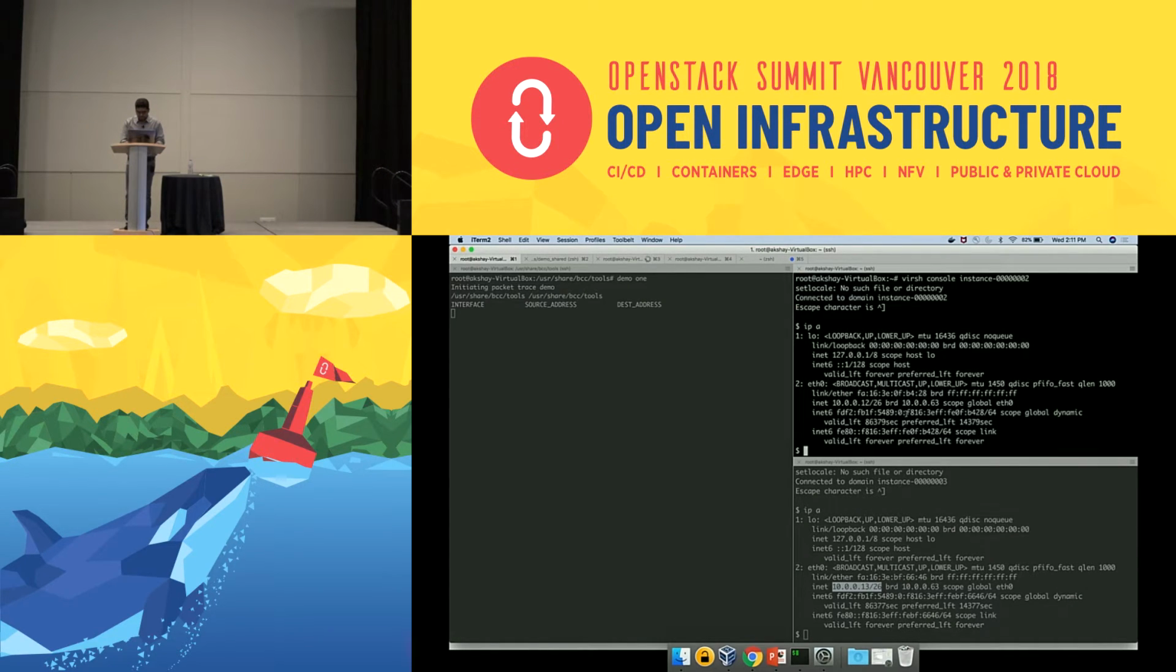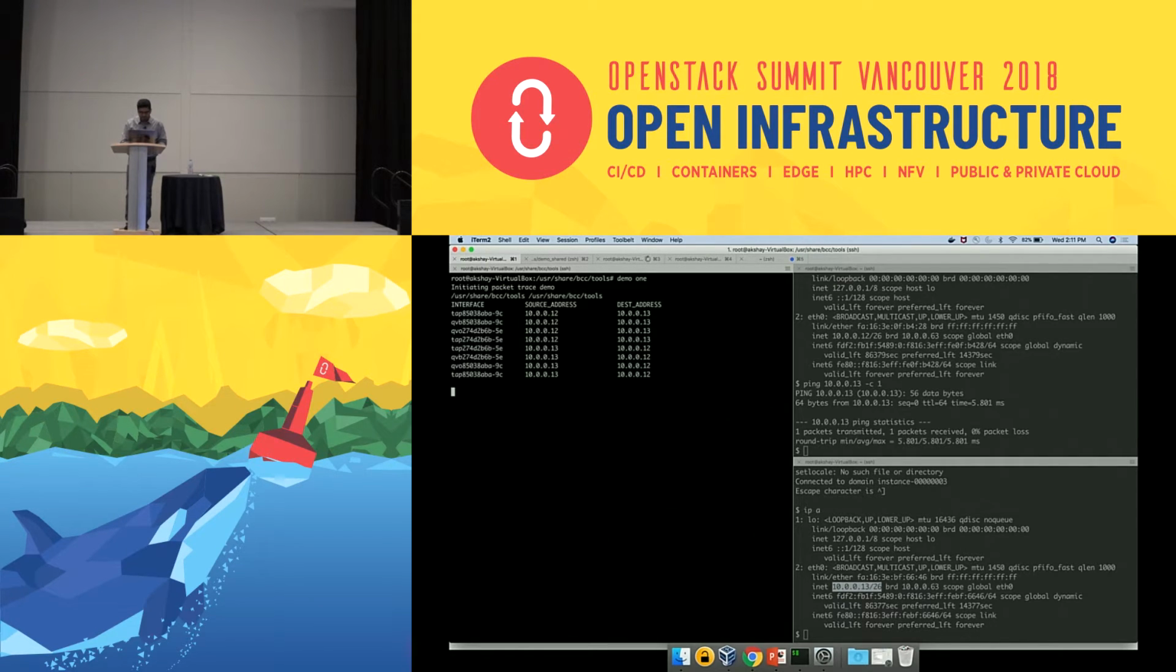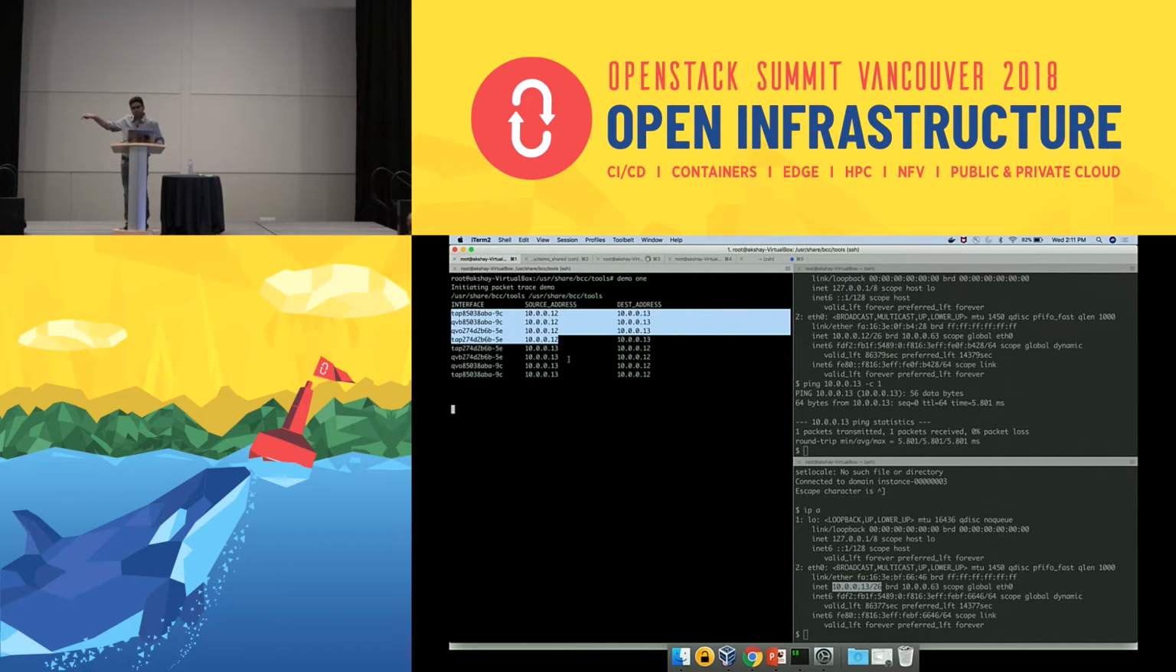So if I just initiate a ping from this VM to the one below, what I see on the left-hand side is that the packet basically goes from the tap interface to QVB, QVO, the tap interface for the second VM, and then basically the source and destination addresses, you would see after the first 4 entries, it just reverts. So then the packet starts from the 13 IP and then goes back to 12.